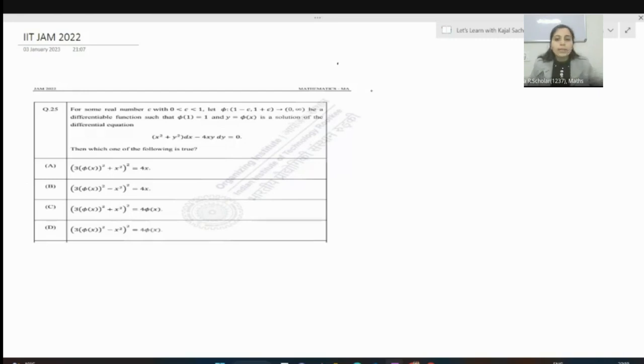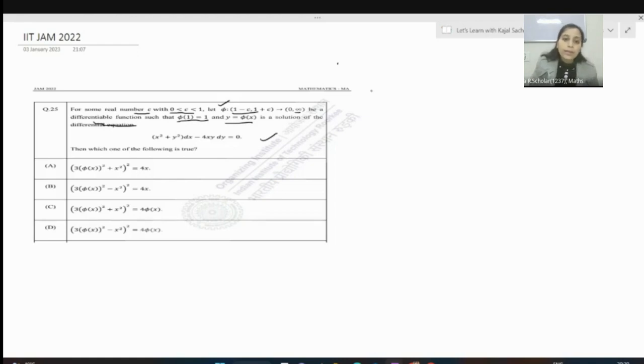Okay, start with some previous year questions from IIT JAM 2022. The question says, for some real number c with c lying between 0 and 1, let phi be a function from (1 minus c, 1 plus c) to (0, infinity). This is the domain and this is the codomain for the function phi. And this is a differentiable function such that phi(1) is equal to 1 and y is equal to phi(x) is the solution of the given differential equation.